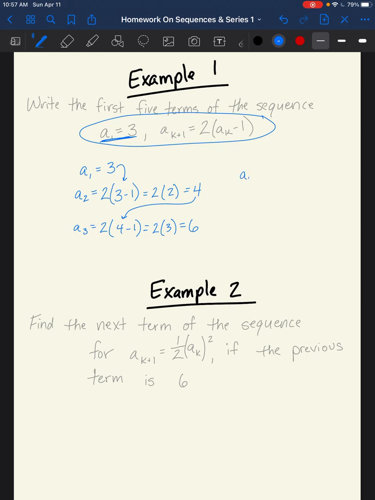And if I want to find a sub 4, I'm going to follow, again, the same pattern. So 2 times that previous number, which is 6, minus 1. All right, 6 minus 1 is 5, so we're going to do 2 times 5, which is 10. And if I want to find the fifth term, hopefully you guys are following my pattern here. I'll give you a second. All right, so 2 times the previous term, which is 10 minus 1. Well, 10 minus 1 gives me 9. And 2 times 9 is 18. So my first 5 terms are 3, 4, 6, 10, and 18 in that order.